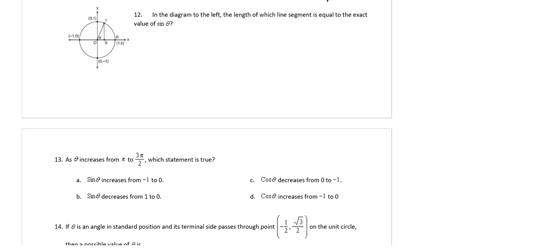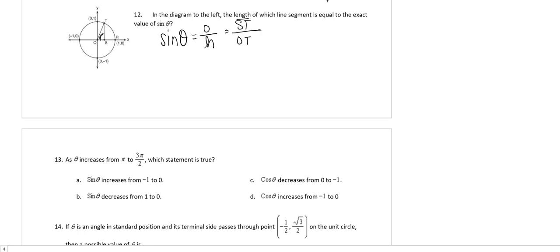In the diagram to the left, the length of which line segment is equal to the exact value of sine of theta? So we have a few line segments going on. We have OS, we have ST, we have SR, OR, and I guess technically TR. So we need the exact value of sine. I know that sine of theta is opposite over hypotenuse, and in this case, my opposite side length is ST or TS.